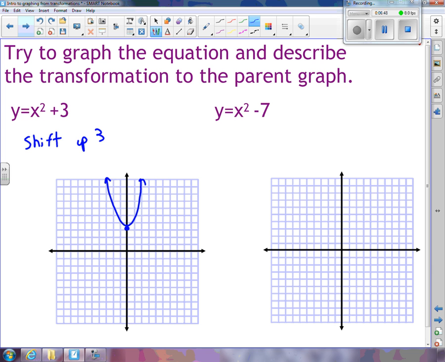So now let's do this one. Y equals x squared minus 7. This minus 7 makes the graph shift down 7. So instead of being centered at 0, 0, it's going to be centered down 7 units at the point 0, negative 7. And it still has the same shape. It still has a U shape.